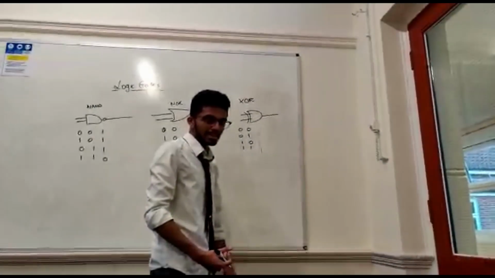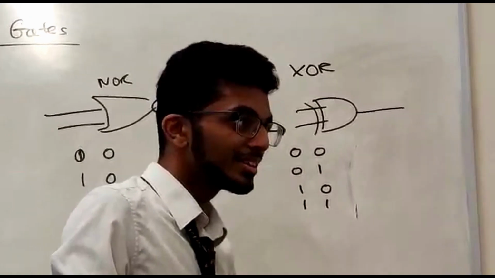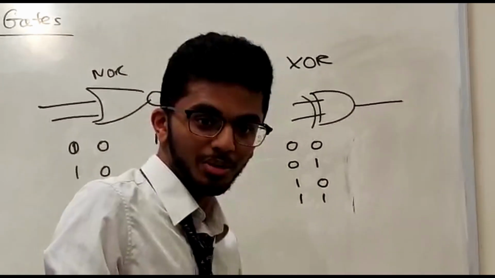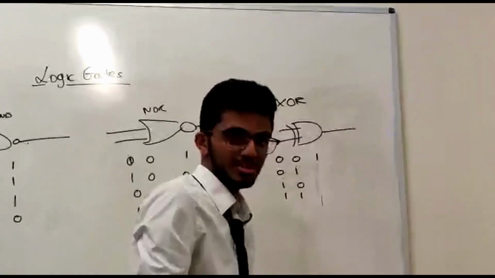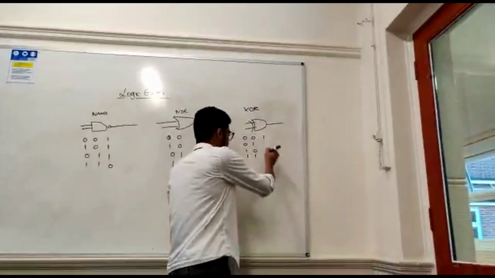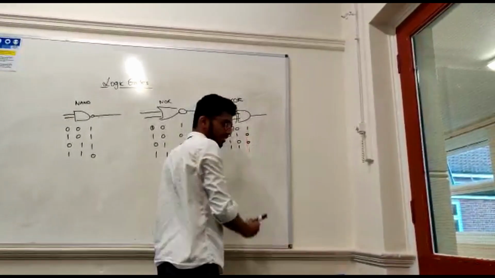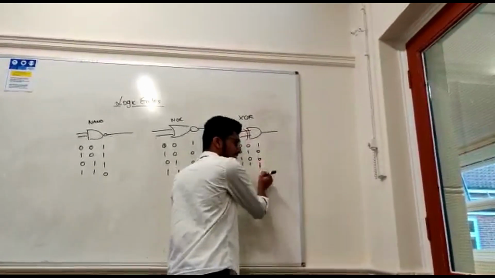So the XOR gate is that if they're different, then they'll be 1. So 0 and 0 are 1. 0 and 1 are 0 and 0. And 1 and 1 is 1.